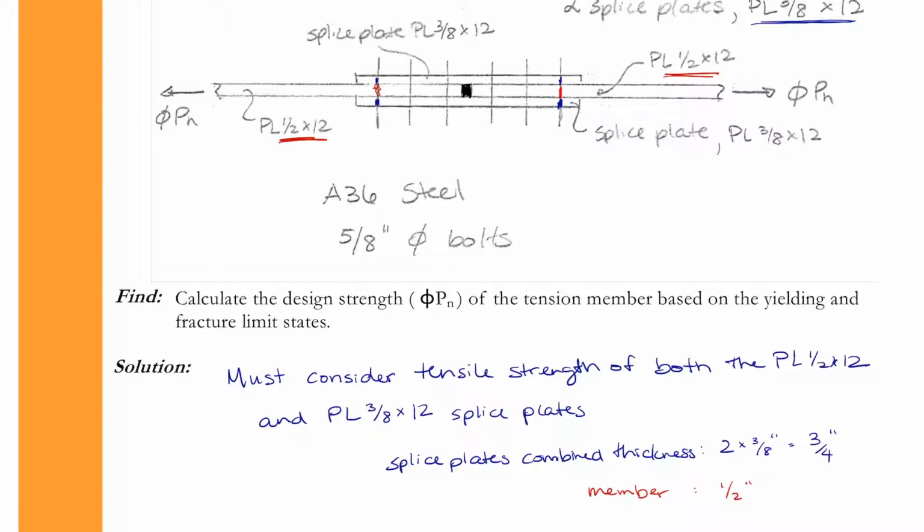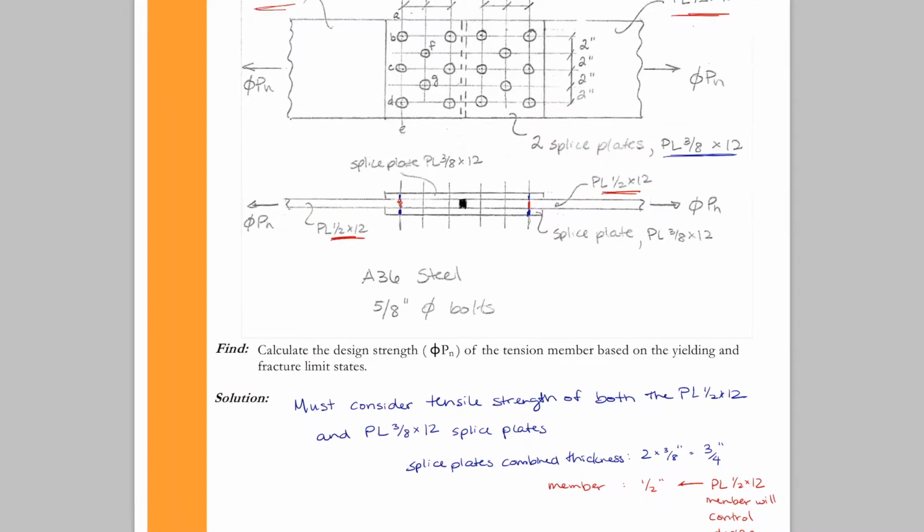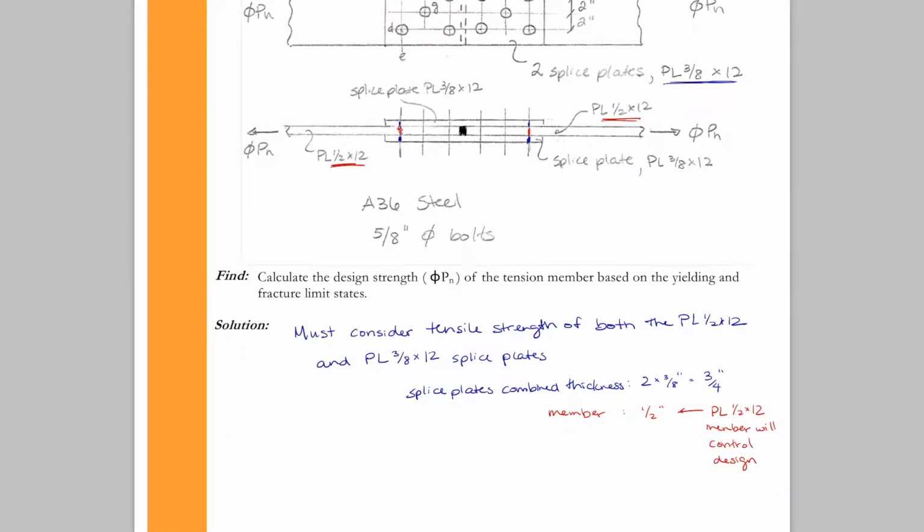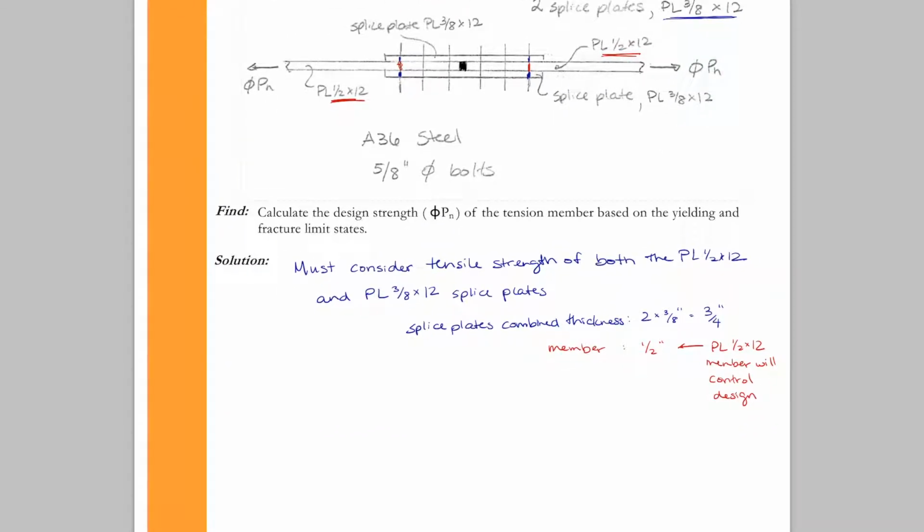Very quickly, we can see that the PL 1/2 by 12 member will control our design. So that's the member that we want to design, and that's the one we're going to check. We learned in class the two limit states of yielding and fracture for these tension members, so let's go ahead and work through those.